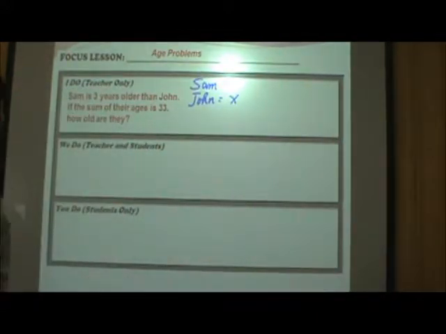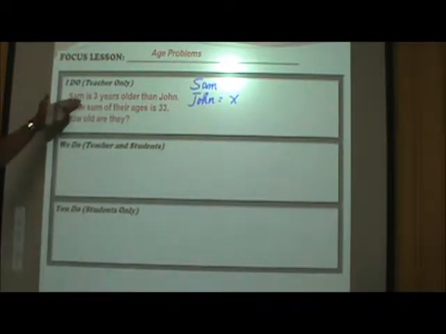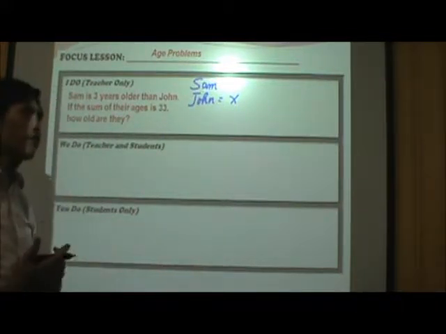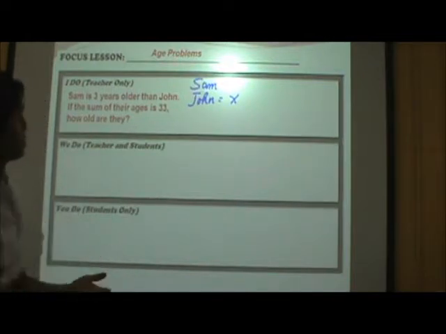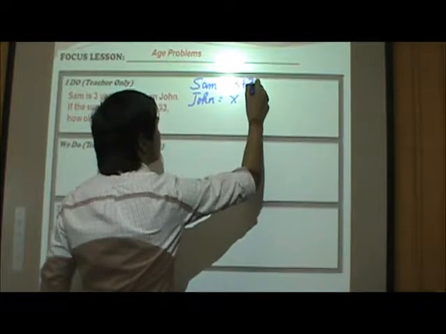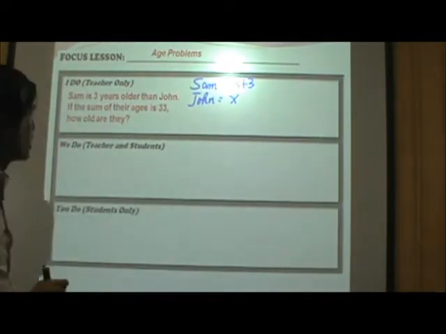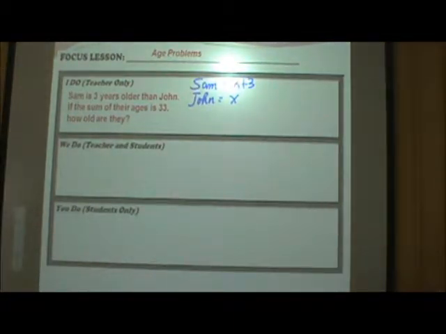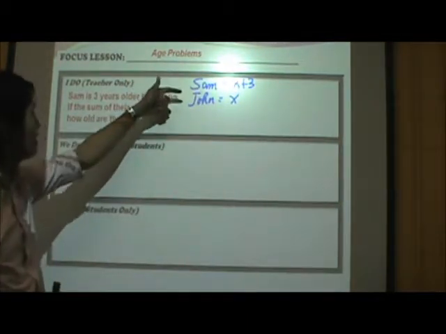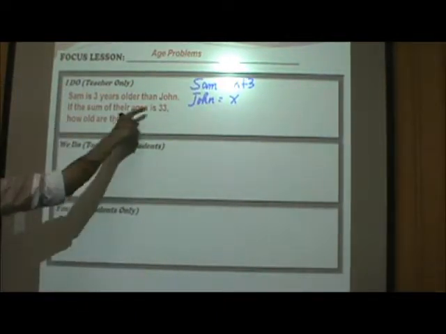Why X? Why A, B, C, or any variable? That's because we don't know how old John is. But we know that Sam is 3 years older than John. And if I'm thinking about 3 years older than John, and John is X, so that means Sam's age will be X plus 3 because he is 3 years older than John's age. There you go. So now I have Sam's age, I have John's age.